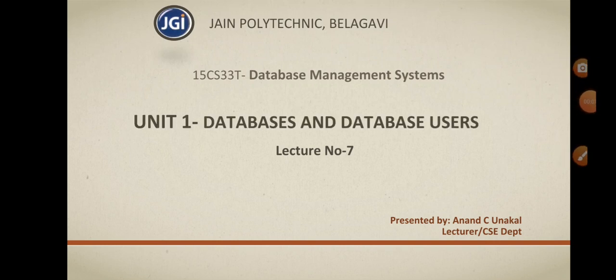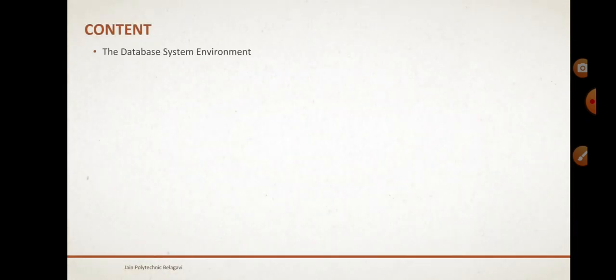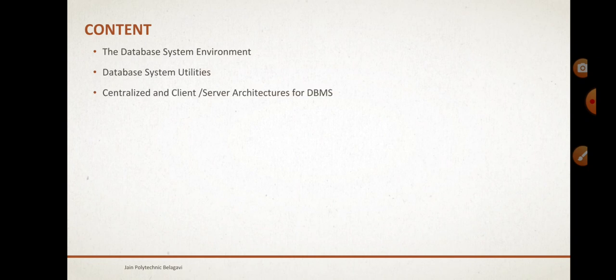Unit 1 Databases and Database Users. Lecture number 7. Content: the database system environment, database system utilities, centralized and client server architecture for database management system, basic client server architecture, summary.